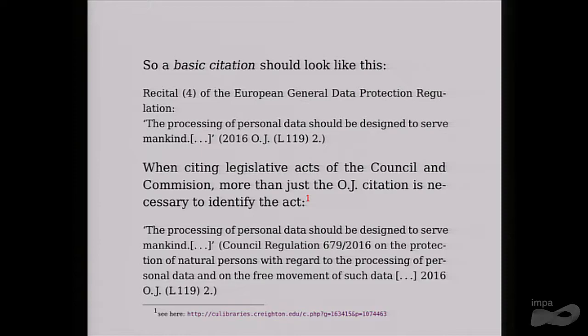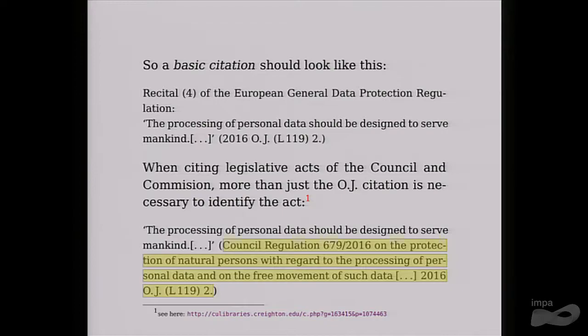You write 2016 OJ, and then this is I don't know what, and this is the page number. And when citing legislative acts of the council, then you also have to add council regulation, and so on. So really, every citation should be this long. I don't follow this in this talk. I guess you are okay with that.